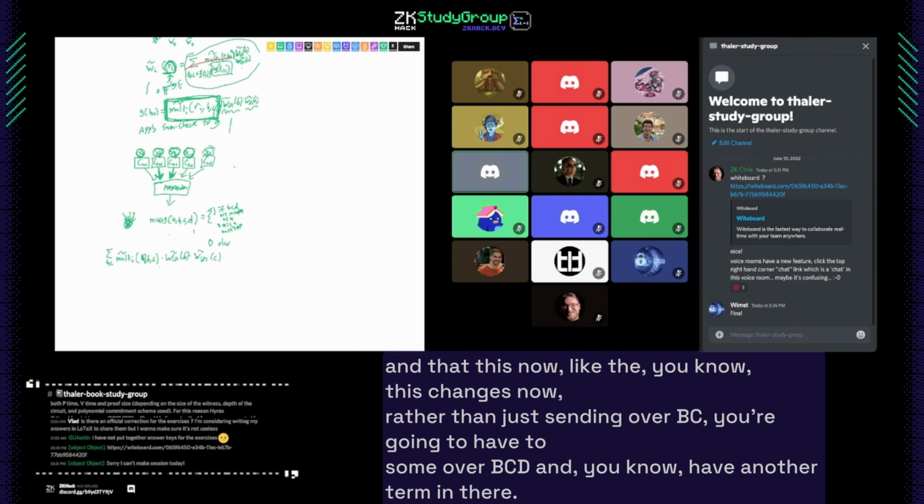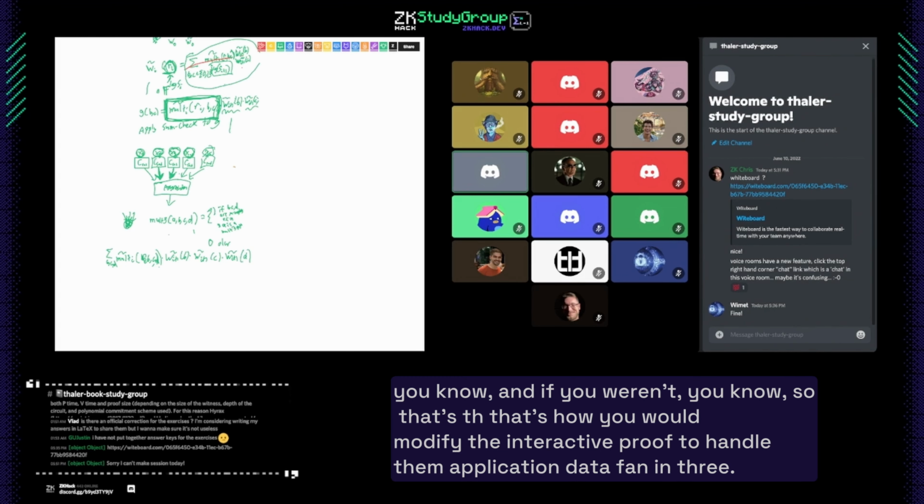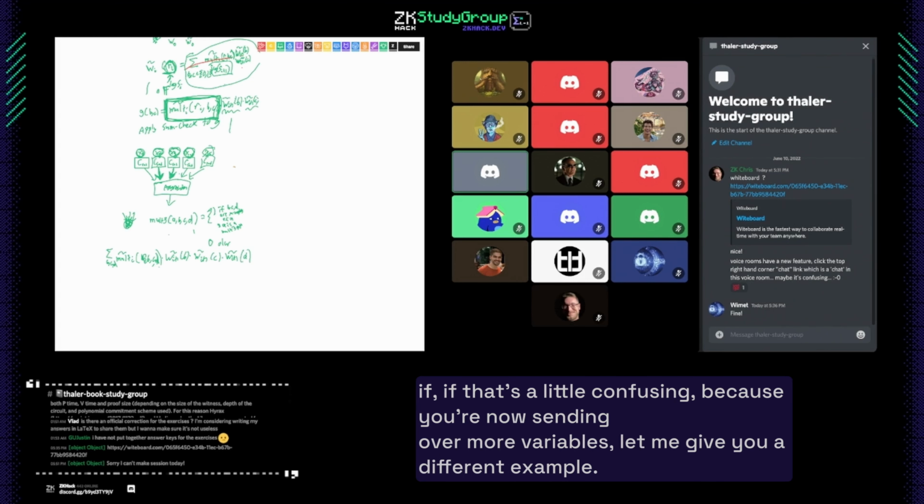And this changes now: rather than just summing over BC, you're going to have to sum over BCD and have another term in there. So that's how you would modify the interactive proof to handle a multiplication gate of fan-in 3. If that's a little confusing because you're now summing over more variables, let me give you a different example.